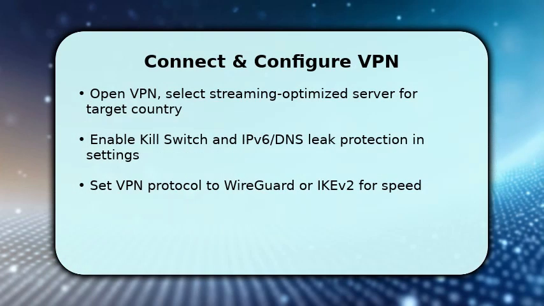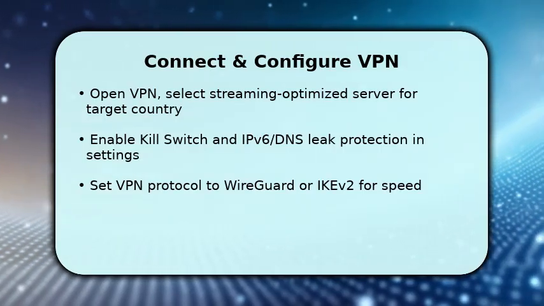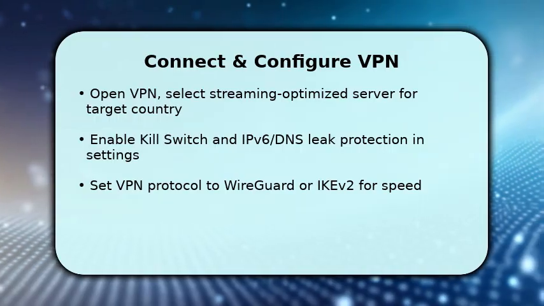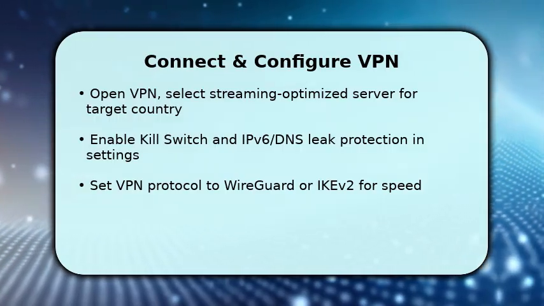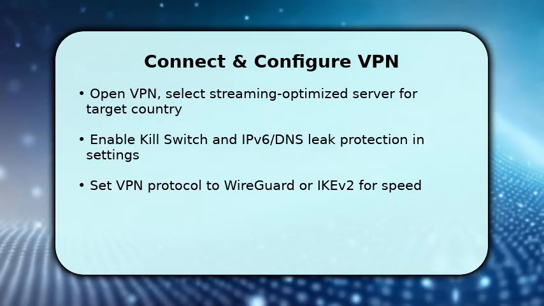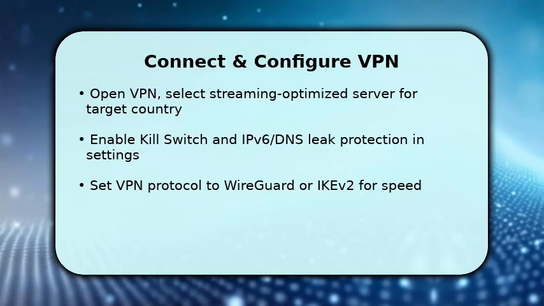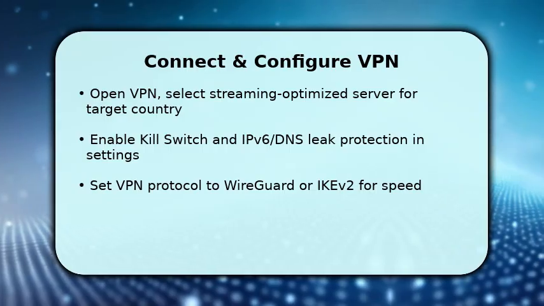You now configure the VPN for Netflix access. Open the app and pick a server located in the country whose catalog you want. Once done, enable the kill switch and DNS/IPv6 leak protection so Netflix traffic cannot bypass the tunnel. These stop accidental exposure. Then choose a fast protocol like WireGuard or IKEv2 for smooth playback.